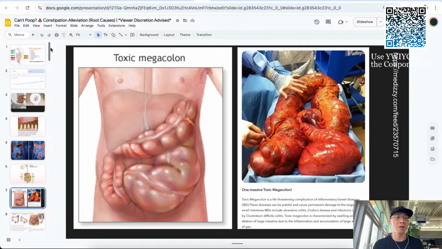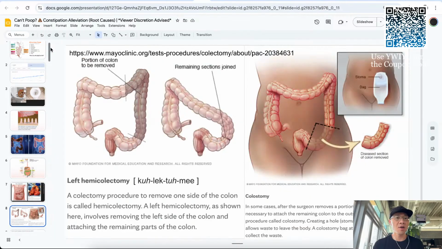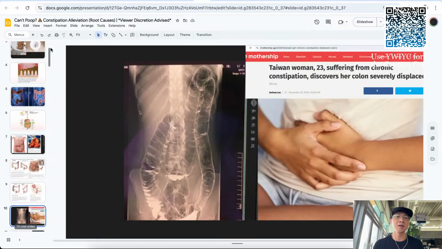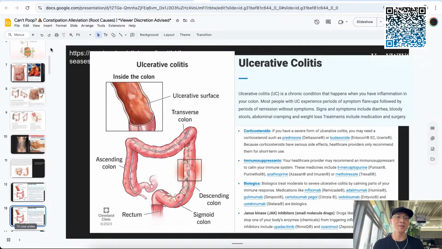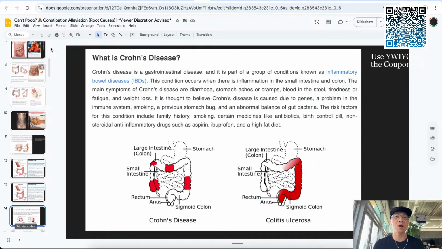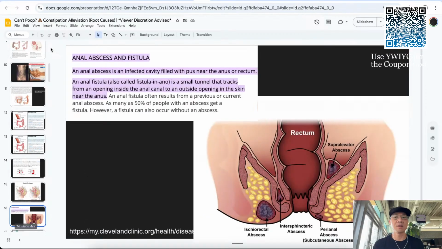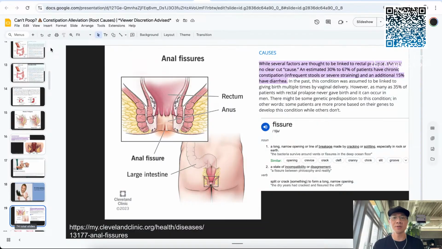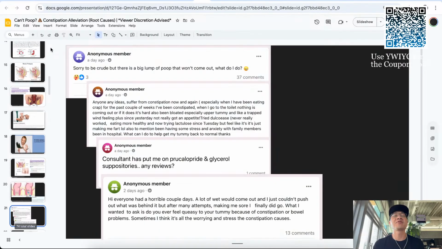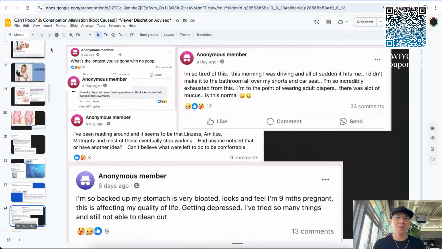If you don't solve it, you're going to have problems like this. You're gonna have all sorts of problems. You're gonna have processes, prolapses, abscesses, and fistulas. What is a proctologist? Okay, you need to be fixing chronic constipation on top.